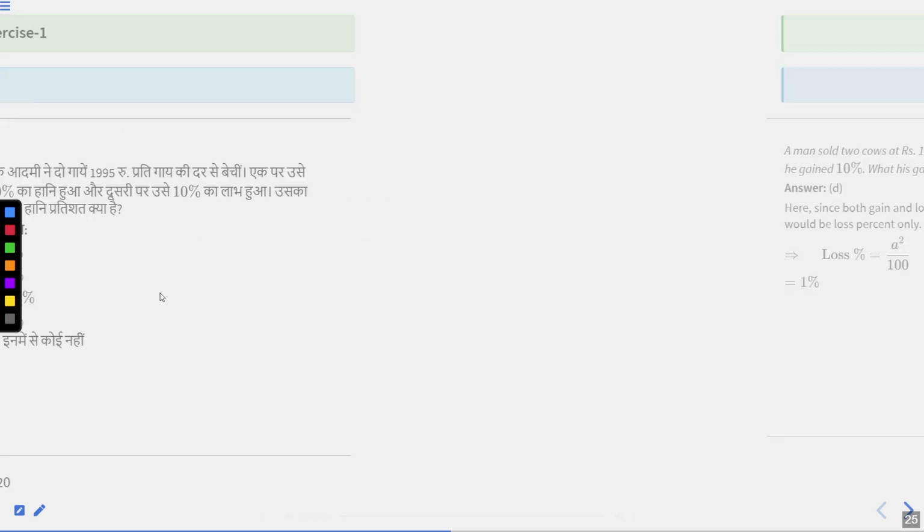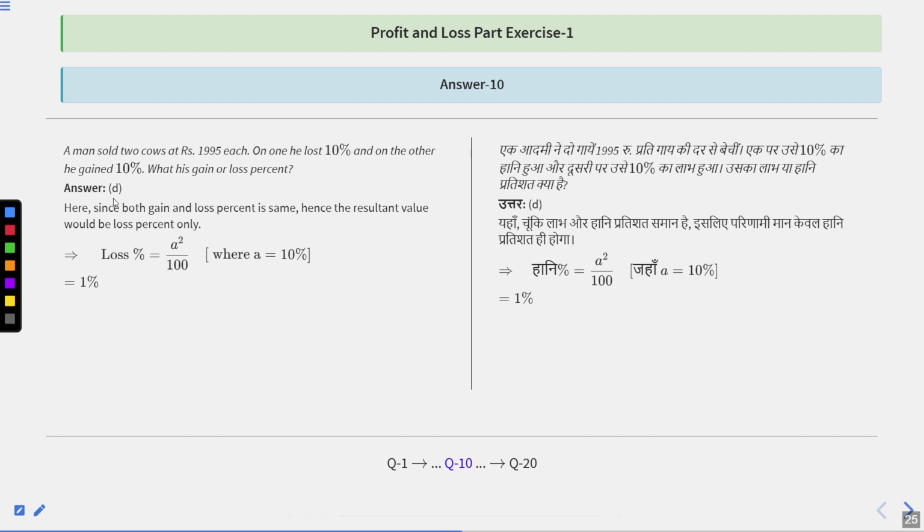Now time's up. Let's see the solution. Here we use the formula loss percent equals a squared upon 100, because in this question at the first cow he has lost 10% and on the other cow he gained 10%. So loss will always happen because the cost price of both the cows is the same. The question asks us the gain or loss percent. So loss will happen, and how much? a squared upon 100 with a as 10 gives 1%. So D is the correct answer.